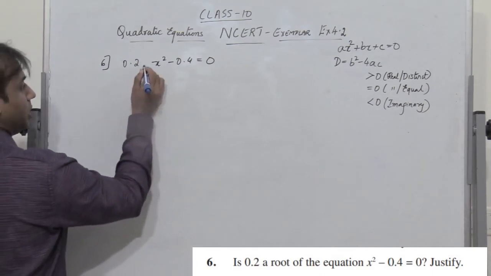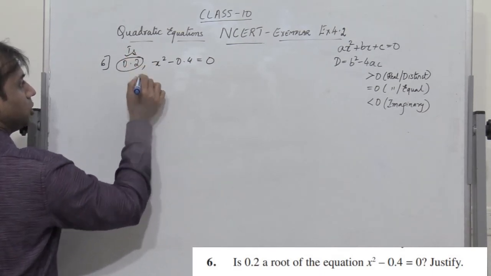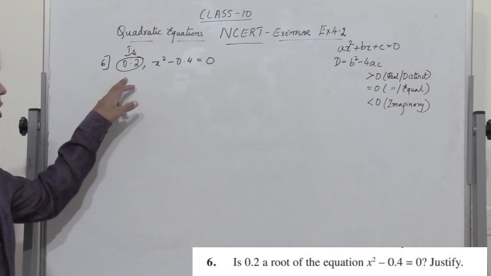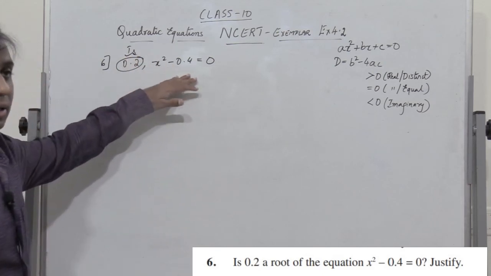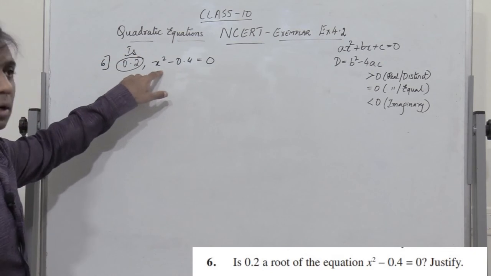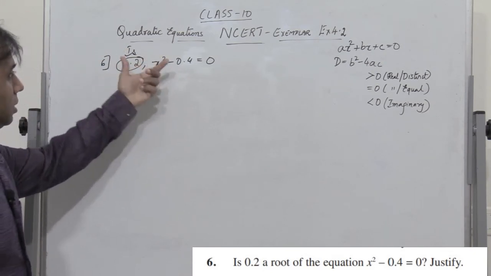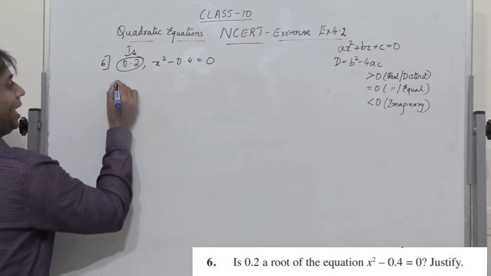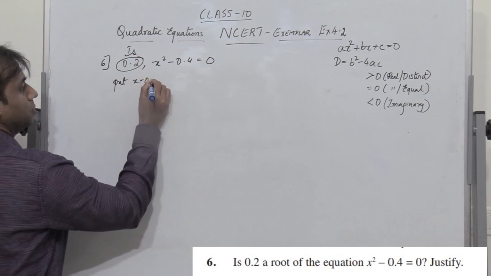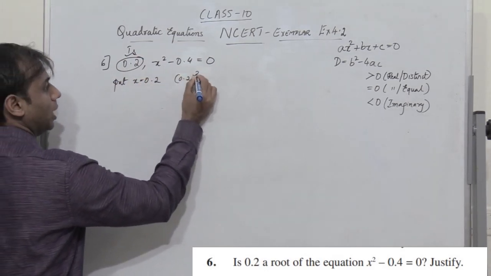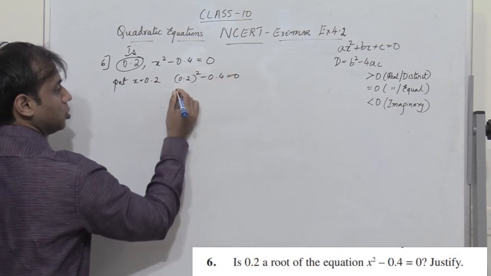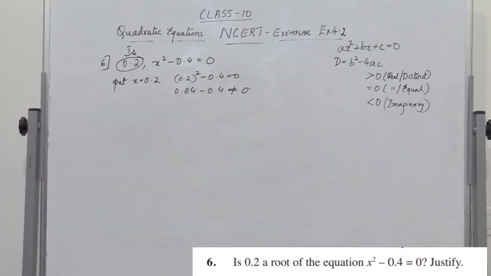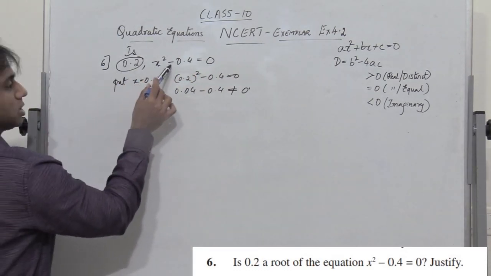Justify your answer. So the question is, is 0.2 a root of x square minus 0.4? Now if a number is a root of the quadratic equation, if I substitute that value in place of x, then the equation should be equal to 0. So put x equal to 0.2. So you get 0.2 whole square minus 0.4 equals 0. So you get 0.04 minus 0.4, which is definitely not equal to 0. So is 0.2 a root of x square minus 0.4?